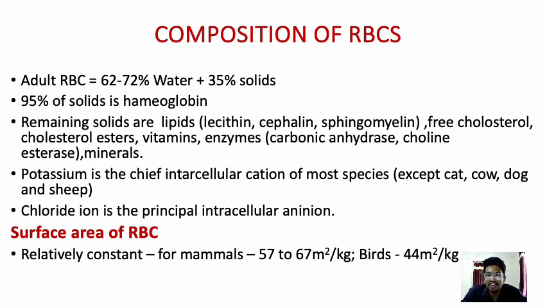And the surface area of RBCs. It is relatively constant in case of all mammals. It is from 57 to 67 meters square per kilogram. And in case of birds, it is 44 meters square per kilogram.